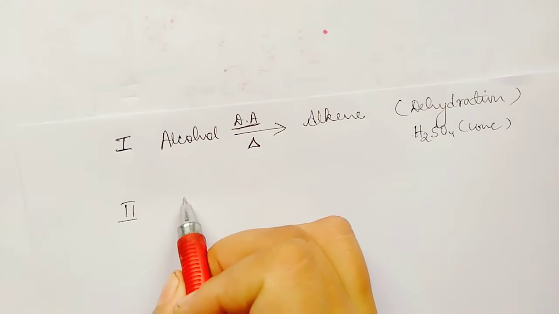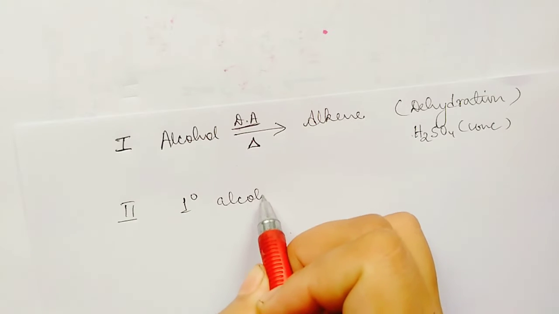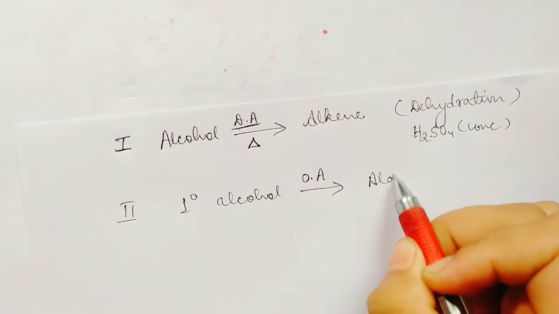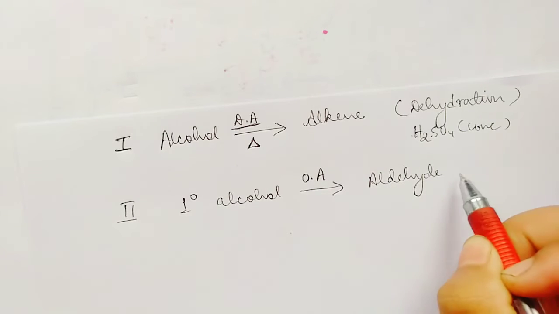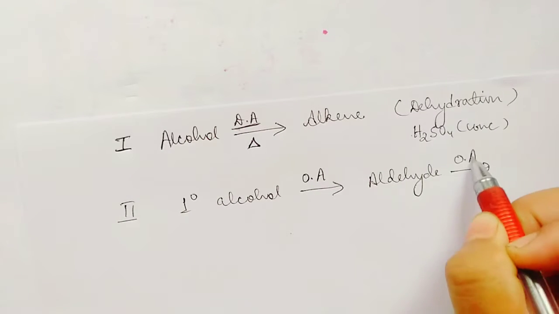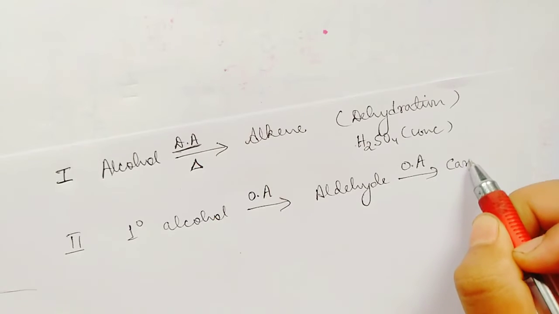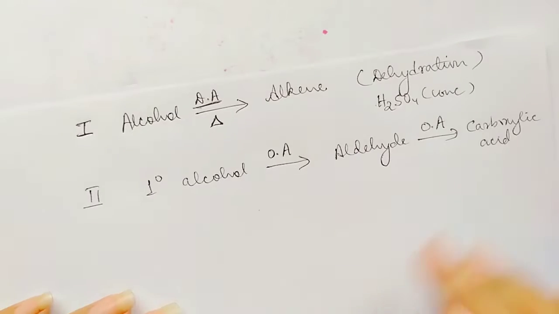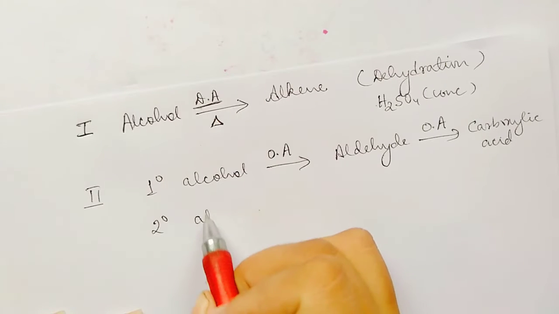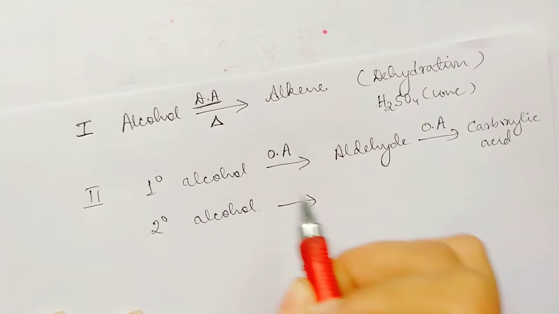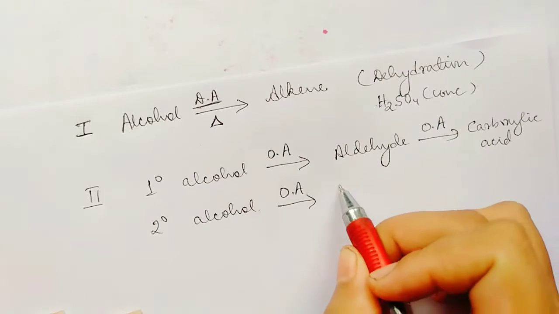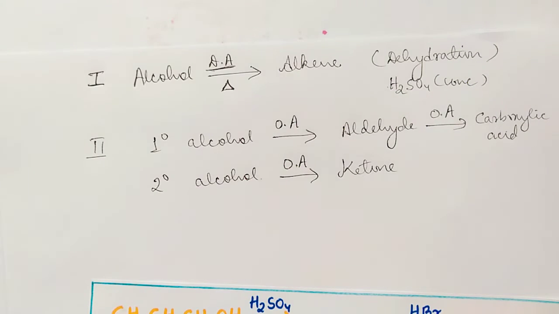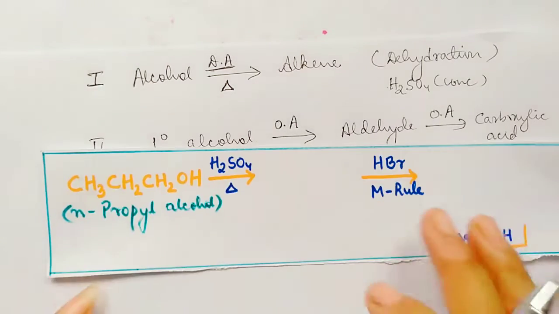Trick number 2. When we have a primary alcohol with an oxidizing agent, then we get an aldehyde. And furthermore, the aldehyde will be oxidized to a carboxylic acid. When we have a secondary alcohol with an oxidizing agent, then we get a ketone. These are the 2 tricks. So based on these, let us do the first one.